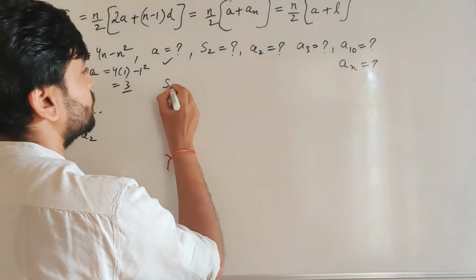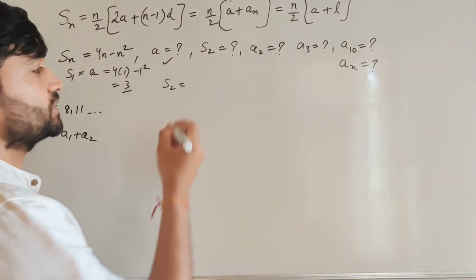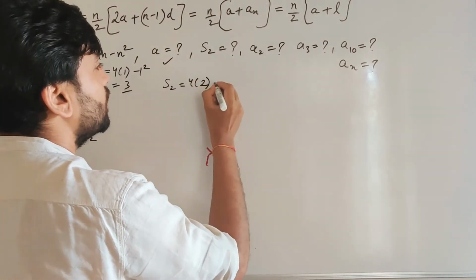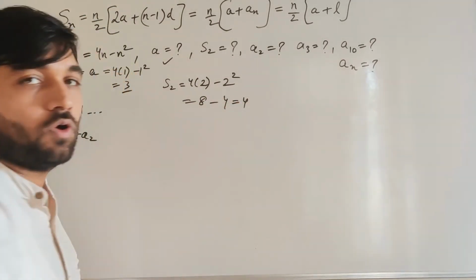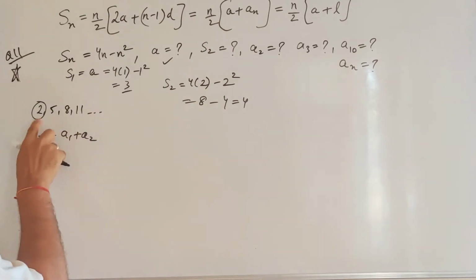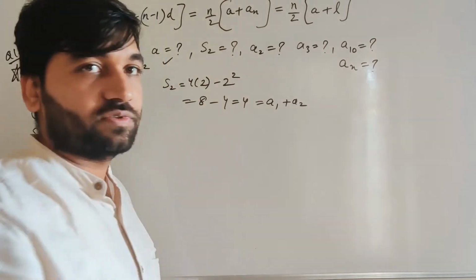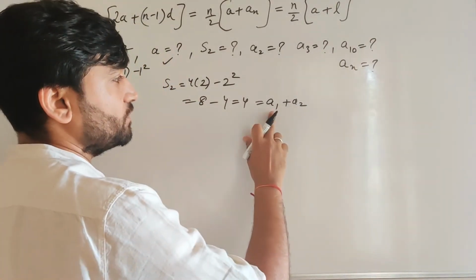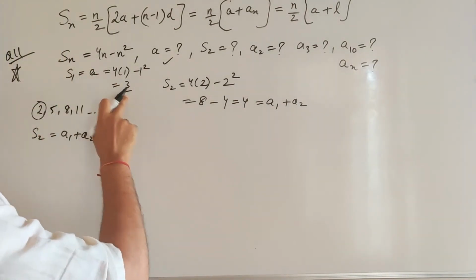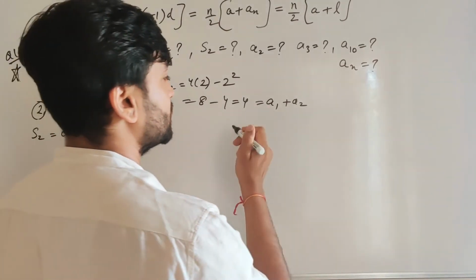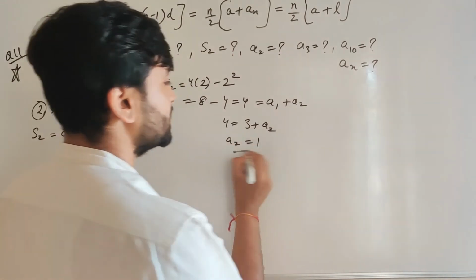Let us say we find S2 now. S2 they are asking anyways. So I will substitute in this: 4 into 2 minus 2 squared. 4 into 2 is 8, minus 2 squared is 4. That gives you 4. Now we just learned S2 means the sum of the first two terms, A1 and A2. What is the first term? We have already found it as 3. So I substitute here. I'll get 4 as 3 plus A2. So I'll get A2 as 1.